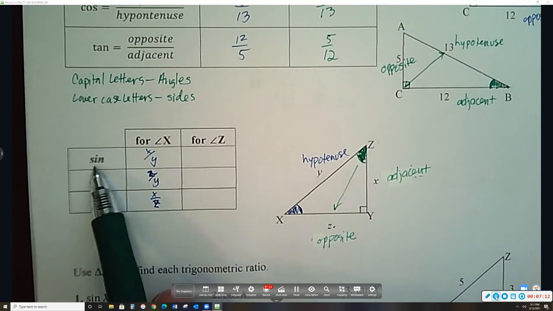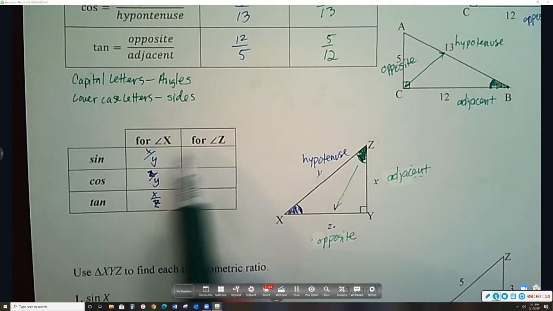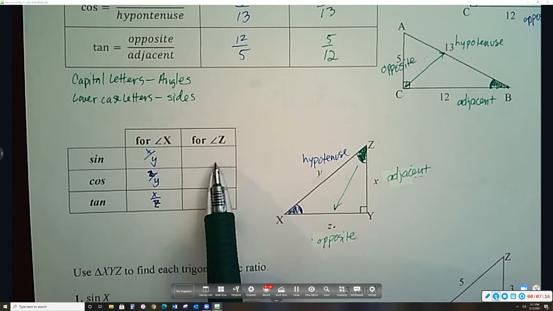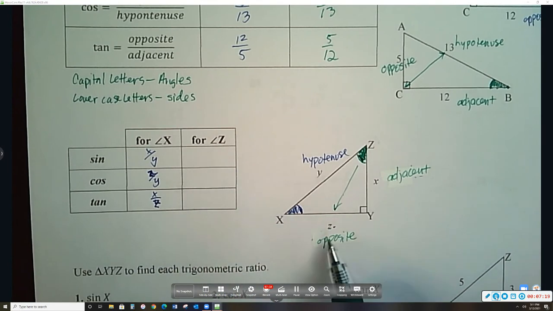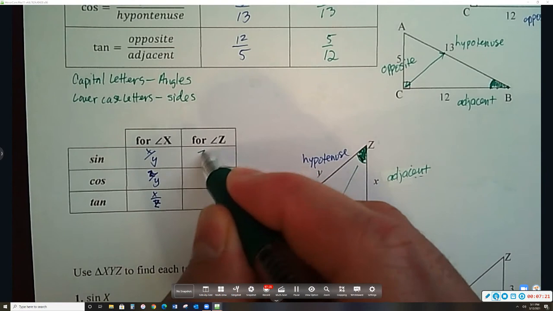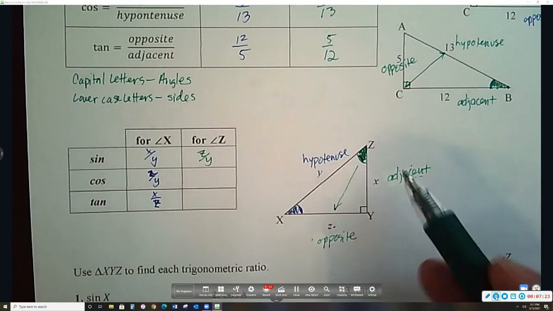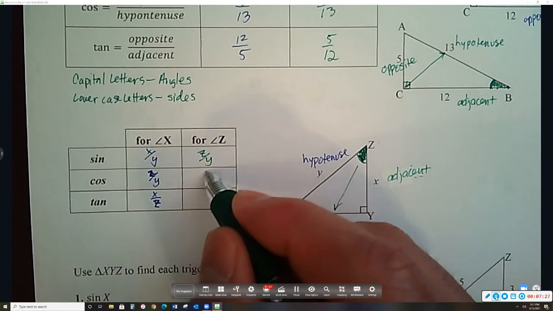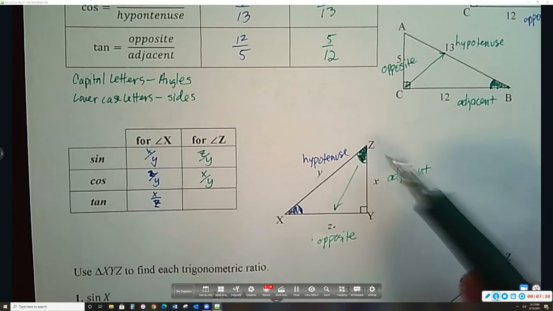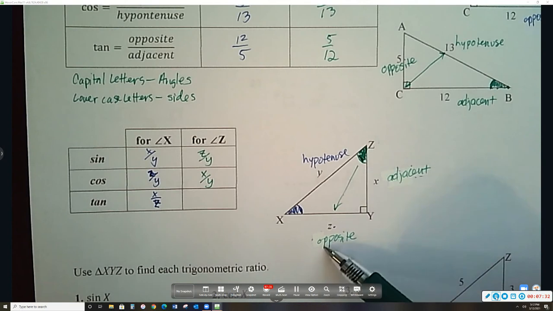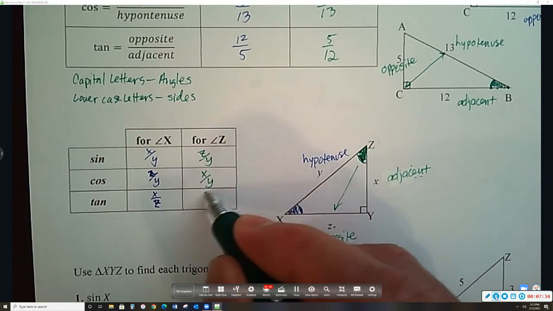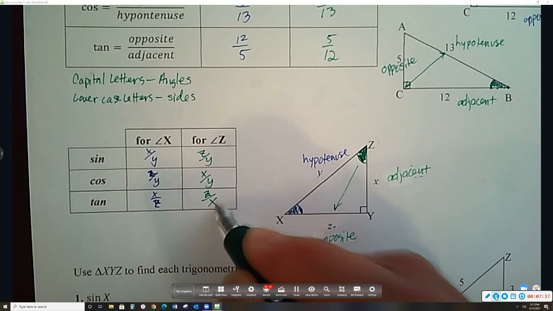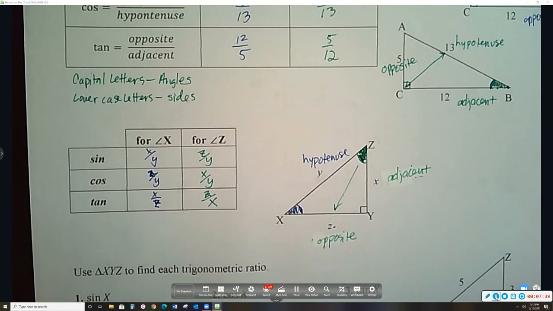Okay, so now we're going to find sine for angle z, cosine for angle z, and then tangent for angle z. Now sine is opposite over hypotenuse, z over y. Cosine of z is adjacent over hypotenuse, x over y. And then tangent of z is opposite over adjacent, z over x. Okay, so pause that, make sure you copy it, then I'm going to continue.